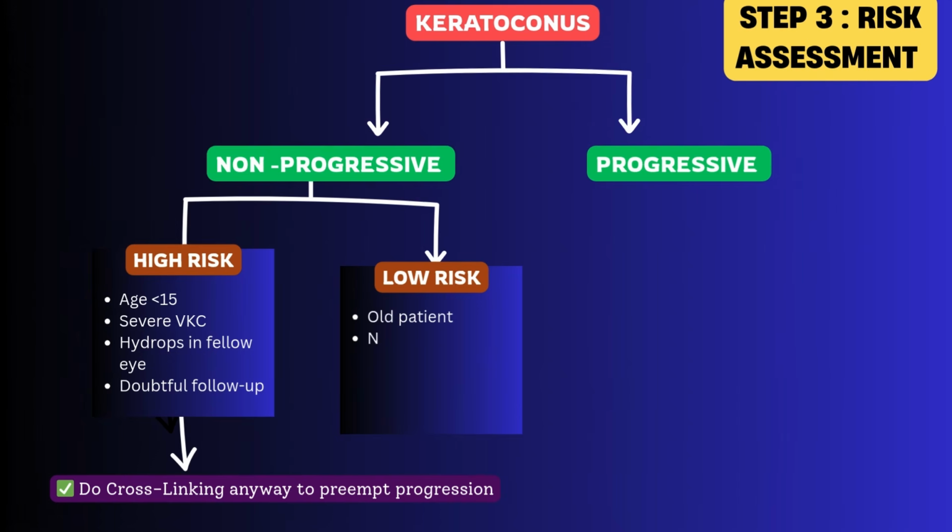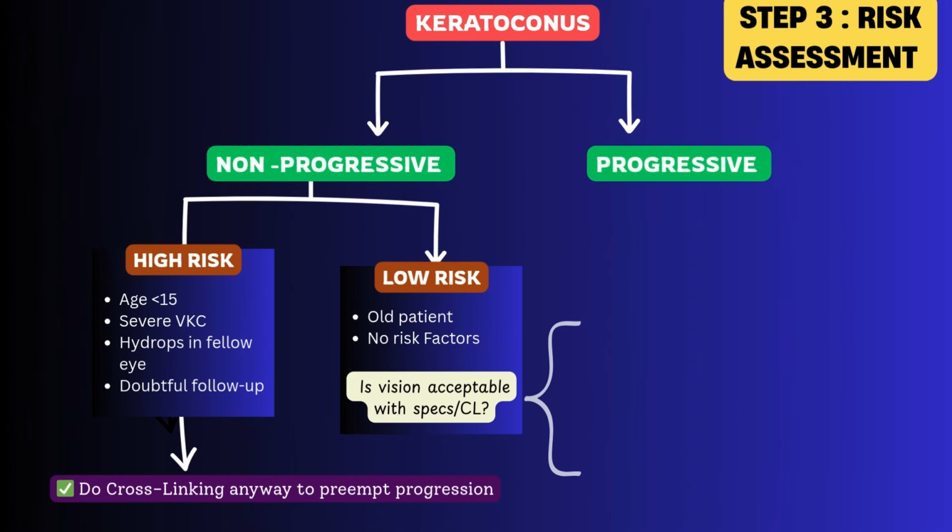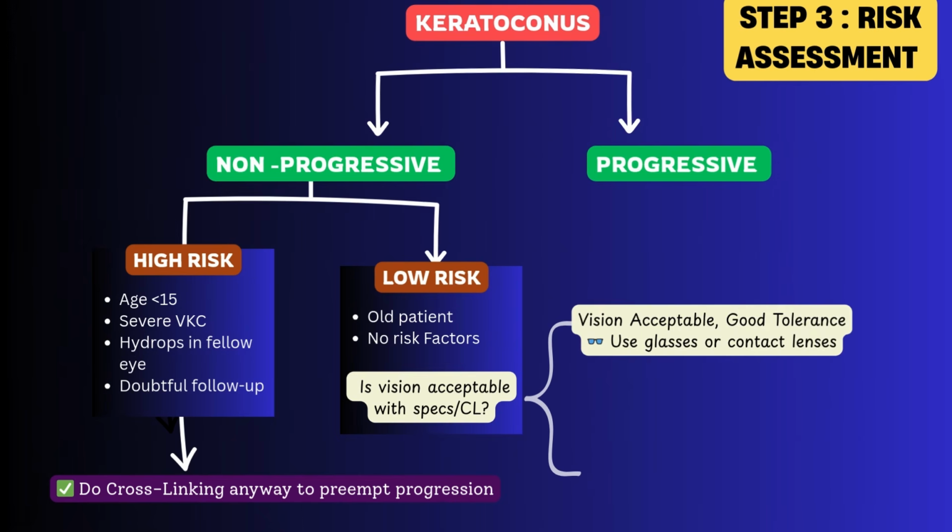The other category are the low-risk patients. So low risk includes the older age, no other risk factors. So in these patients, the question that you ask is: is vision acceptable in these patients with spectacles or lenses? So if the patient gets good vision with spectacles or lenses, you will prescribe them.